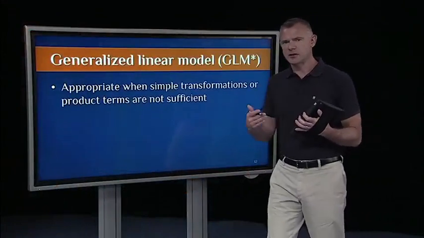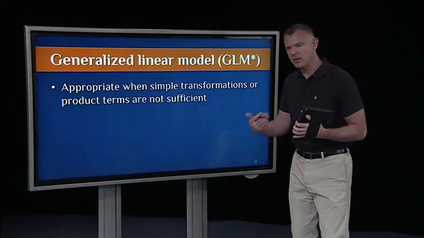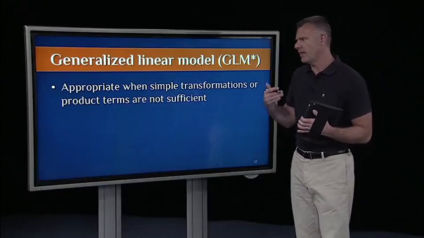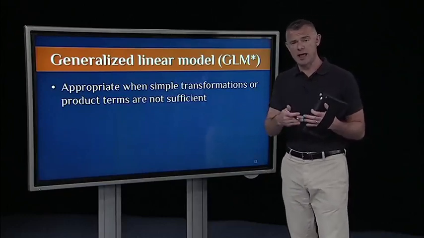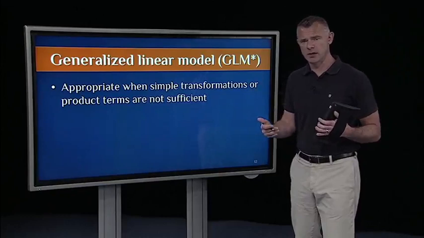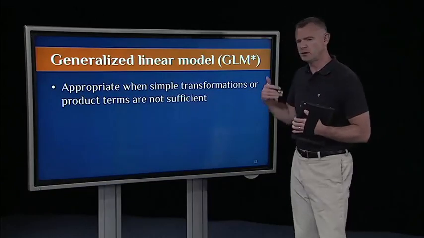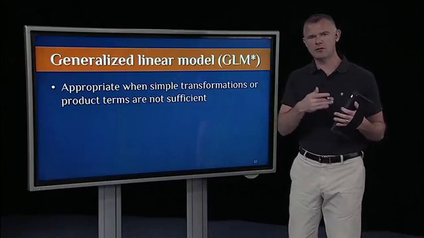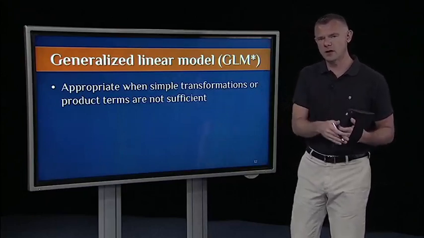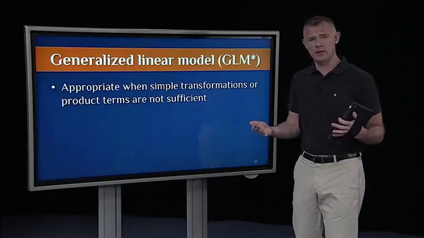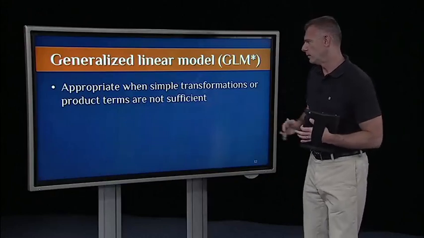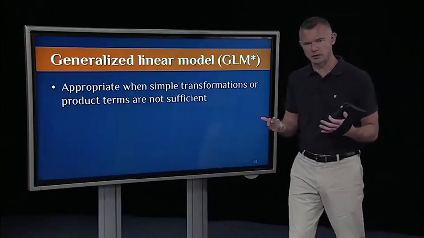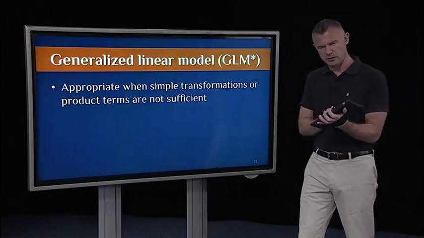Sometimes we can't apply a quick fix, we can't do a simple transformation, and that's why the generalized linear model was produced. It allows us to test for nonlinear models. It allows us to deal with non-normal distributions in the outcome variable. So it's very flexible and dynamic. It's appropriate when simple transformations or product terms aren't sufficient to allow us to deal with our data.